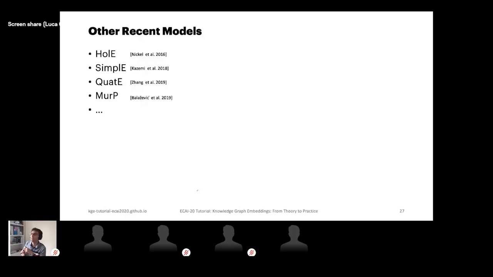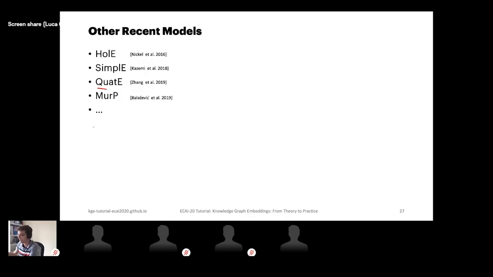As I said, there are lots of other models presented in literature recently, right? Like holographic embeddings, SimplE, quaternion embeddings, MuRP, but there are many more that I haven't put on the slide. And it's important to remember that despite seeing new papers coming in every couple of months, there's no shortage of academic venues to publish, as you guys know. It's important to spend time benchmarking these models and figuring out if it's worth adopting new papers or whether it's rather better to stick to existing models. You'll see later on what I mean by that.